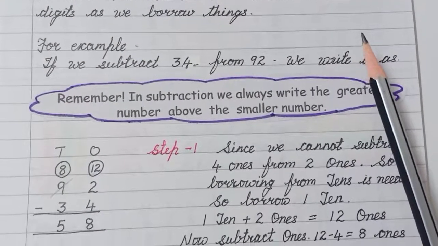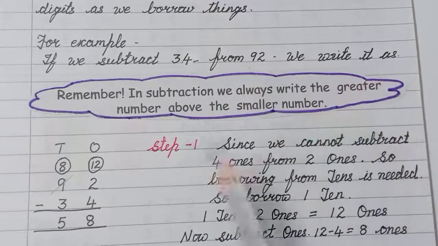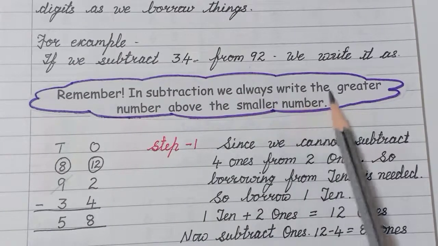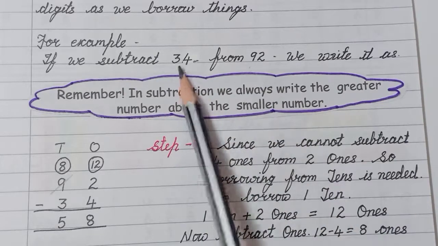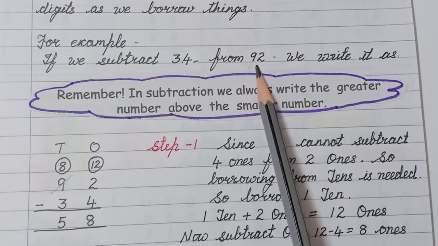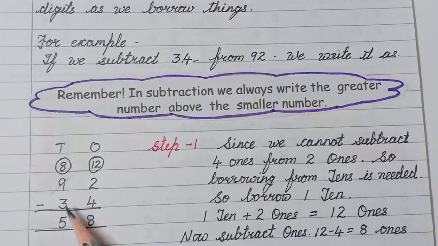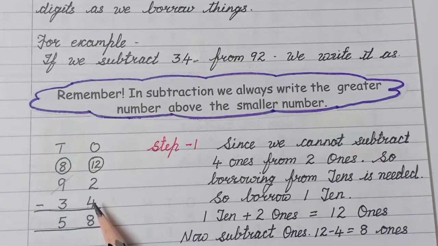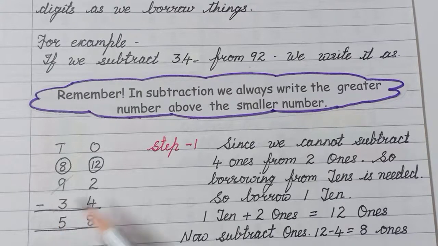If we subtract 34 from 92, we write it as, remember, in subtraction we always write the greater number above the smaller number. Now 34 and 92, 92 is greater, so we will write 92 above and the smaller number below. 92 minus 34. First we'll subtract ones and then we'll go to tens.